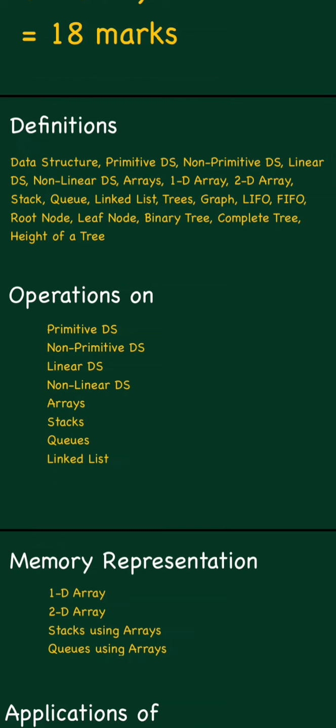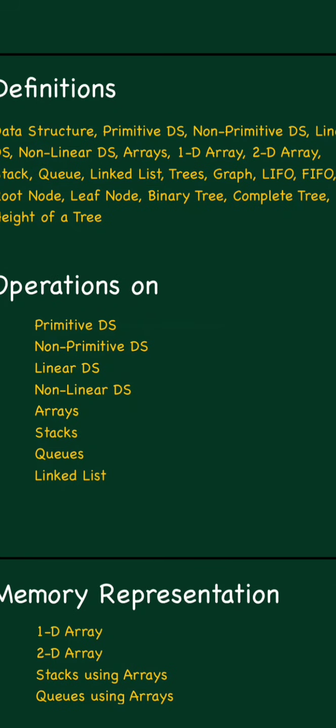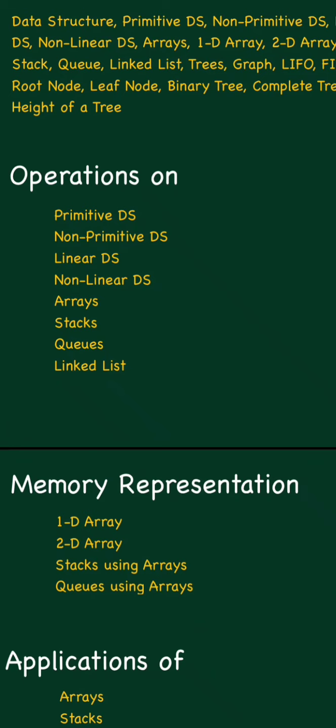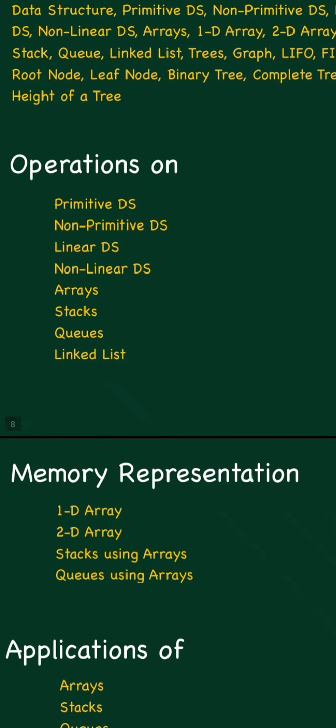Second, you have to prepare the operations on each data structure. So what are the important operations? Here we can see the operations we have to prepare for primitive data structure, the operations of non-primitive data structure, and the operations of linear data structure and non-linear data structure. Keep it in mind, linear data structure is different and non-linear data structure is different. Likewise non-primitive is different and non-linear is different. So don't get confused between those two things, have a clear picture.